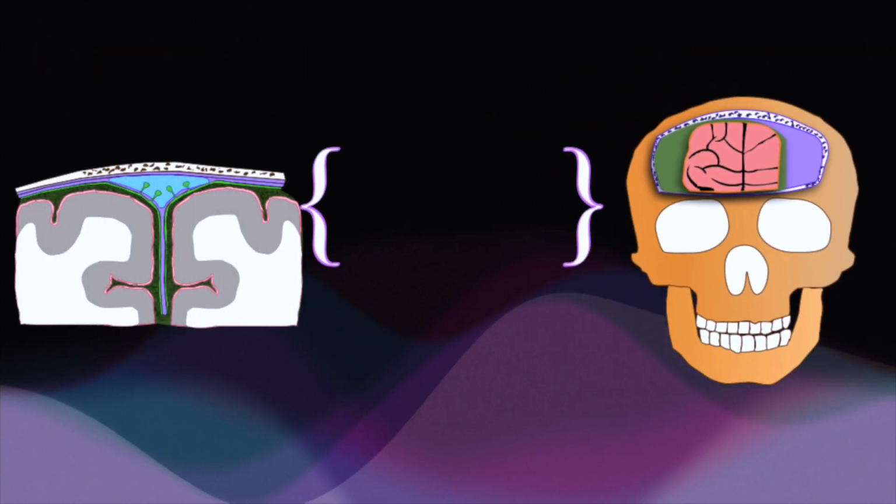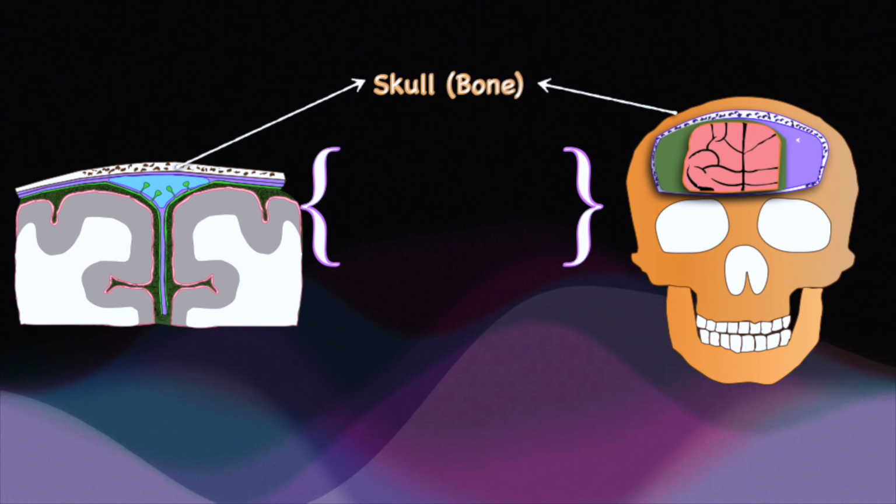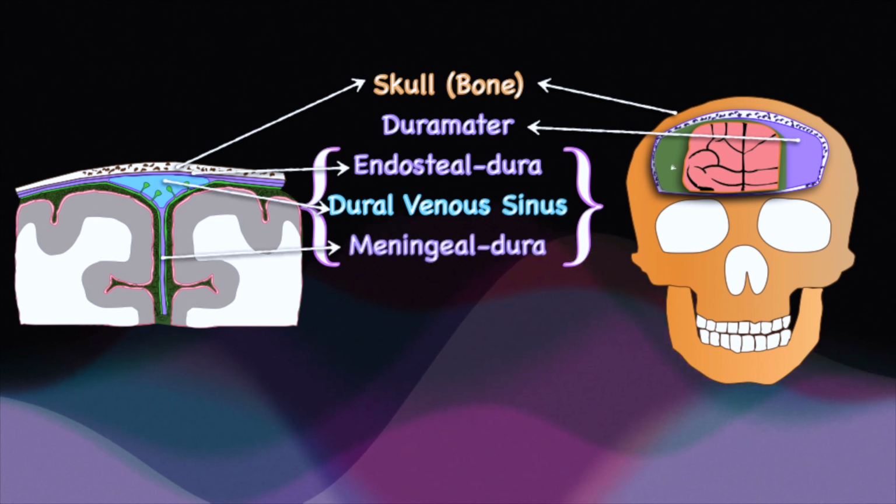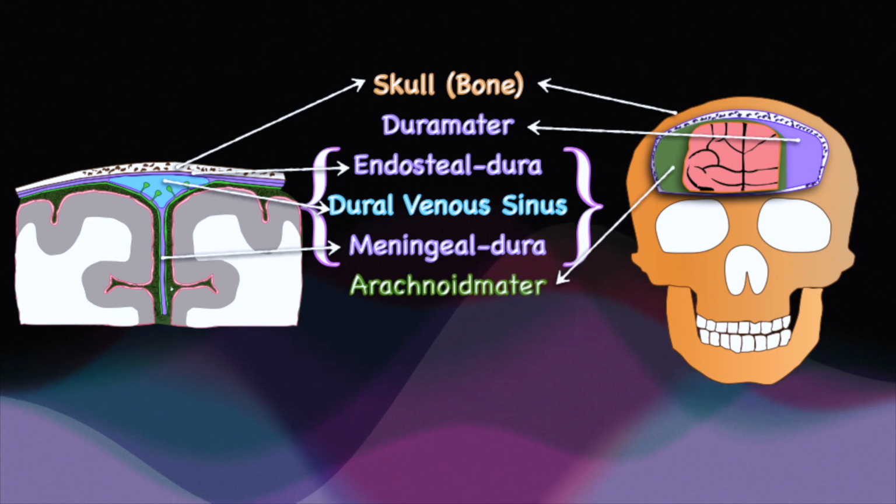If we look at these meninges more closely, we find the dura mater has 2 parts. The outer part, which is actually attached to the skull itself, is called the endosteal dura. The second layer, which is towards the brain, is called the meningeal dura. This dura mater is a very hard covering, and sandwiched between its 2 layers are the dural venous sinuses. Beneath the dura mater, there is a spider web-like structure. It is called the arachnoid mater. Here the term arachnoid means spider.